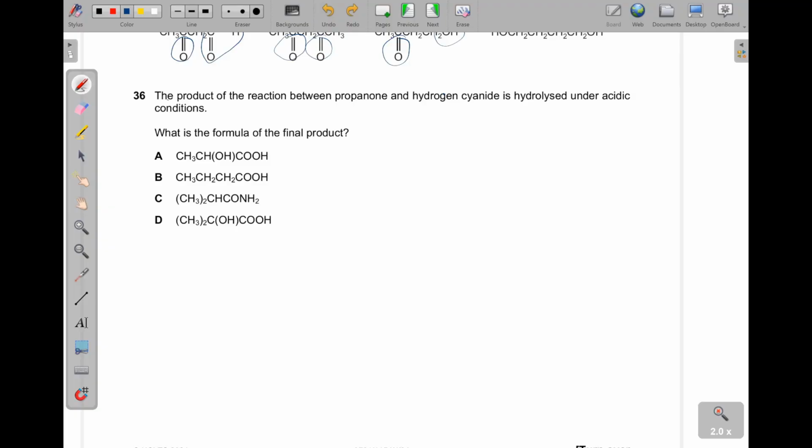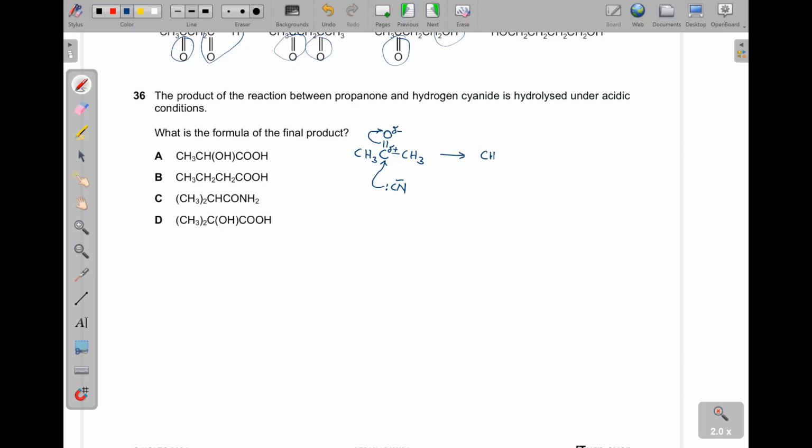Question 36. The product of the reaction between propanone and hydrogen cyanide is hydrolyzed under acidic conditions. What is the formula of the final product? First of all, when you have propanone, here CH3, C, then we have this one here. It is like this. So this one is partially positive, and then the oxygen is partially negative. Then hydrogen cyanide. So the cyanide comes in here. It's an addition reaction, and we form what we call hydroxynitriles.